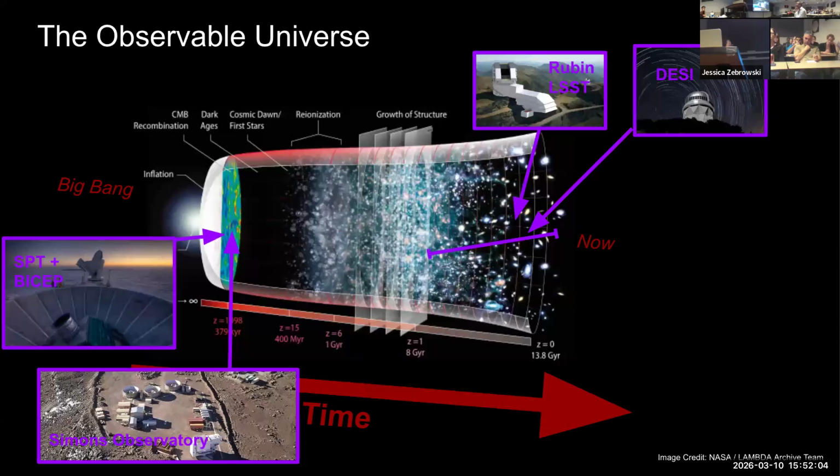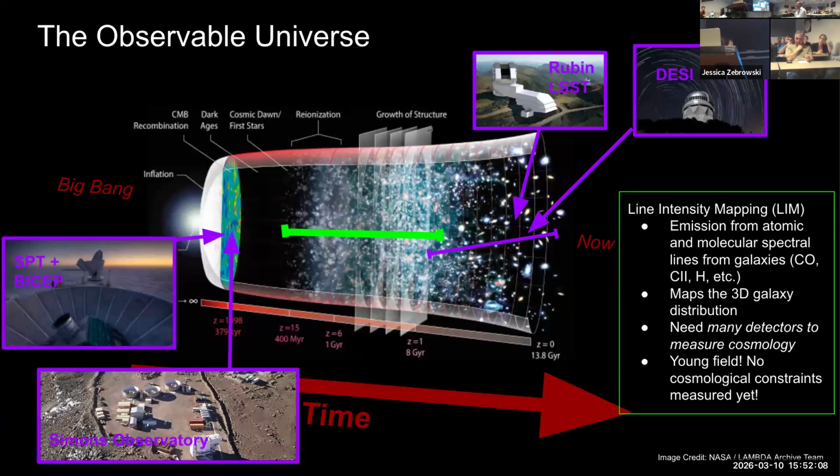And that's why I've so recently been getting interested in this new field of line intensity mapping, which can bridge the gap between the CMB and now to try to fill in and make measurements of some of these middle years of cosmic history to hopefully solve some of the big questions that we have. So line intensity mapping uses emission from atomic and molecular spectral lines from galaxies, things like CO, C2, hydrogen, etc. And this maps the 3D galaxy distribution.